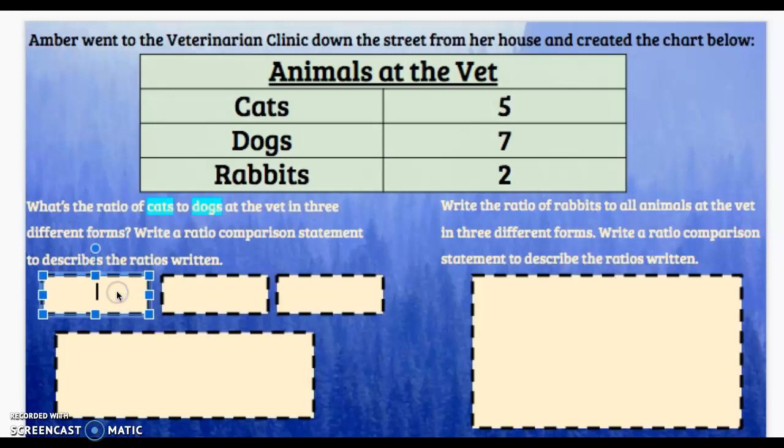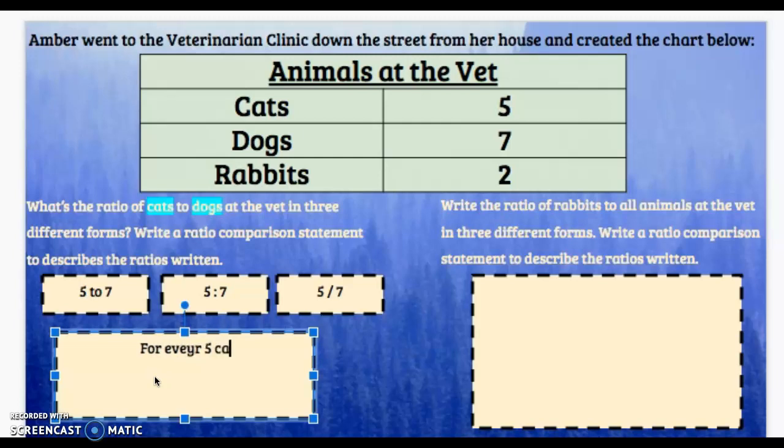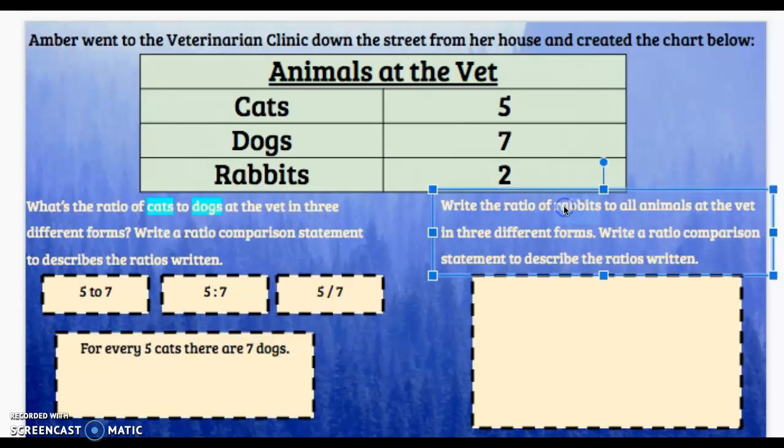So how many cats do we have? 5. How many dogs? 7. So the 3 ways we write it are 5 to 7, 5:7, and 5/7. And remember, our ratio comparison statement is: for every blank, there are blank. So for every 5 cats, there are 7 dogs.